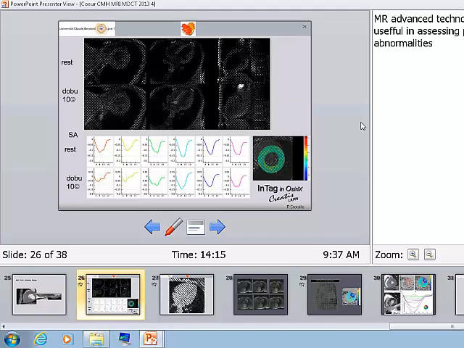Advanced MR technology, such as tagging, may be useful in assessing precise wall motion and strain abnormality. This was developed by Pierre Croisy, a radiologist in our group, where you can see that you can define strain and precise abnormal motion of the wall using this technique.